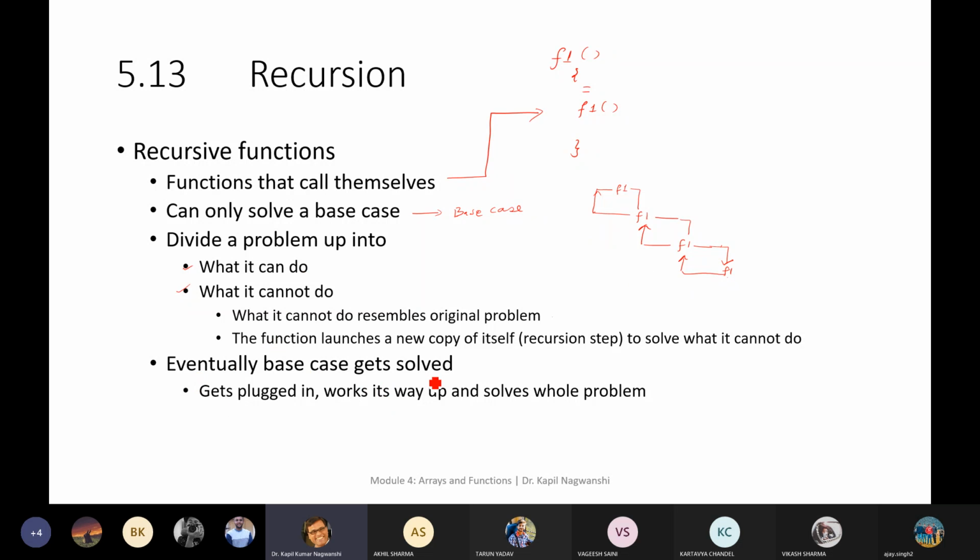Eventually the base case gets solved. So finally, this recursive function will not solve anything itself. It will solve the base case. On the basis of the solution of the base case, it will solve the remaining functions. It will call so many functions, and it always starts with solving a base case, then gets plugged in, works its way up and solves the whole problem.